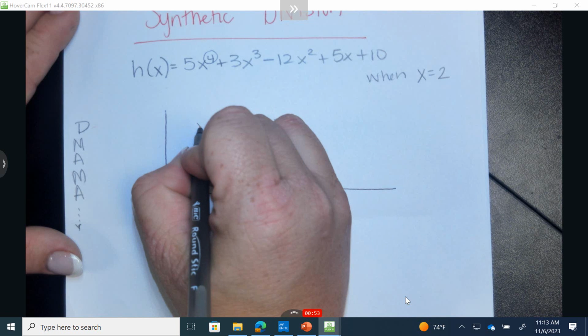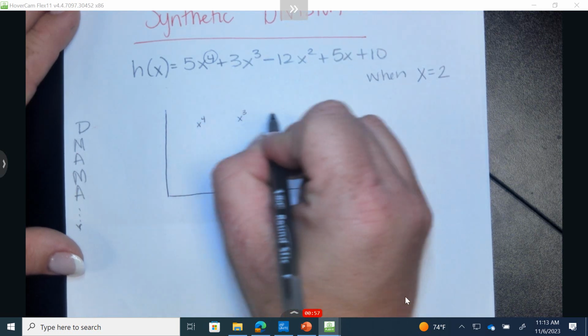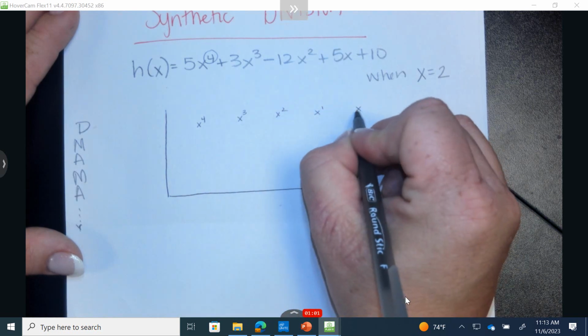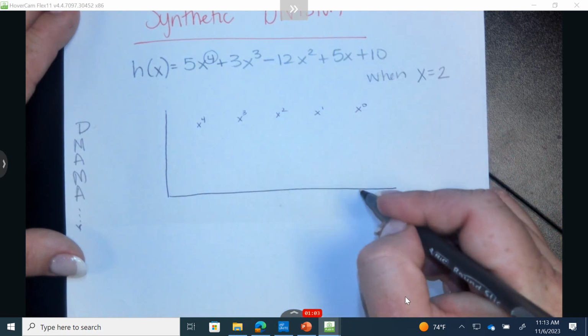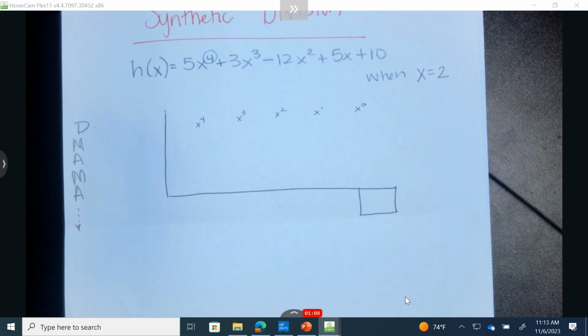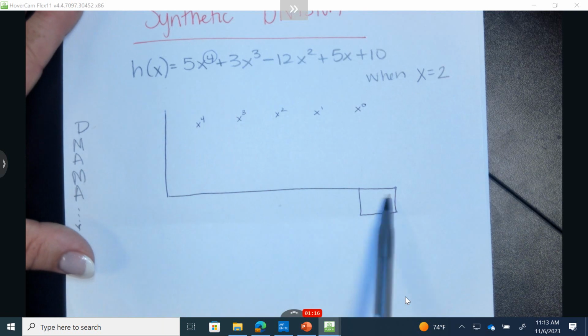So writing very small, we're going to leave space to put a number in front. So x to the 4th. Leave space, x to the 3rd, x to the 2nd, the 1st, all the way back to x to 0. And underneath x to 0, you're going to put a box. And in that place, we will have our final answer. Okay, so what we've done is we've made our L.